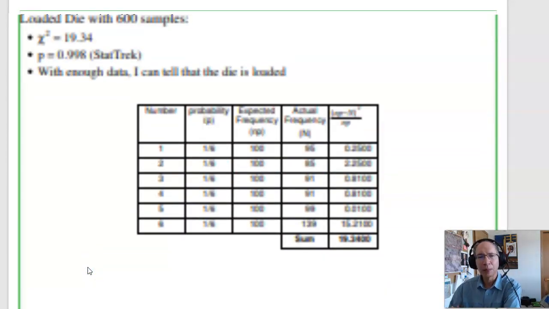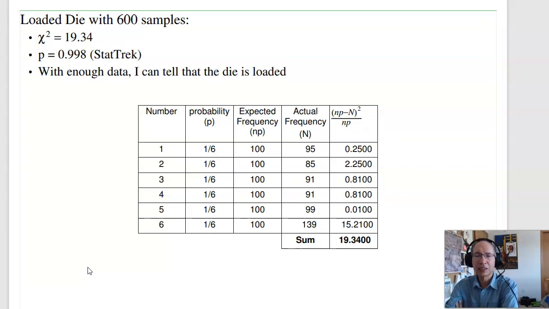If I get more data, like roll the dice 600 times, now the chi-squared score is 19. From Stattrack, I could be 99.8% certain this is a loaded die. So I can detect loading if I have enough data. But after 600 die rolls, I'm probably broke. I'll know why I'm broke, but I'm probably broke at this point. So it's actually kind of hard spotting loading.